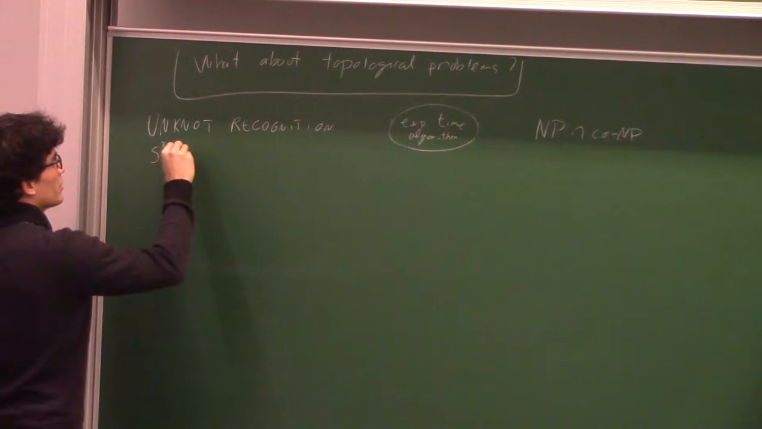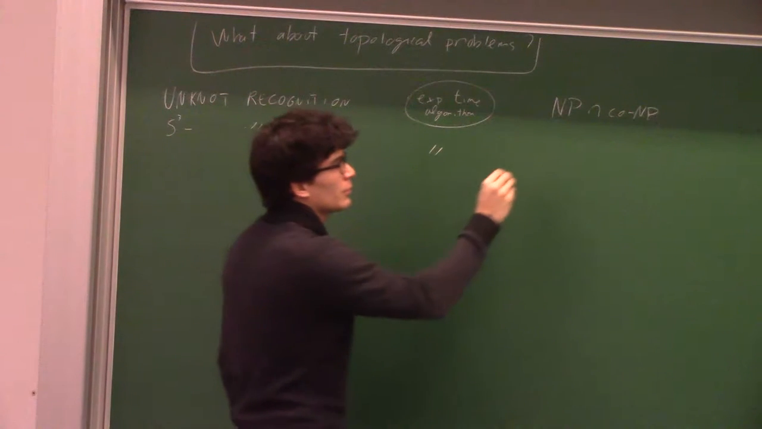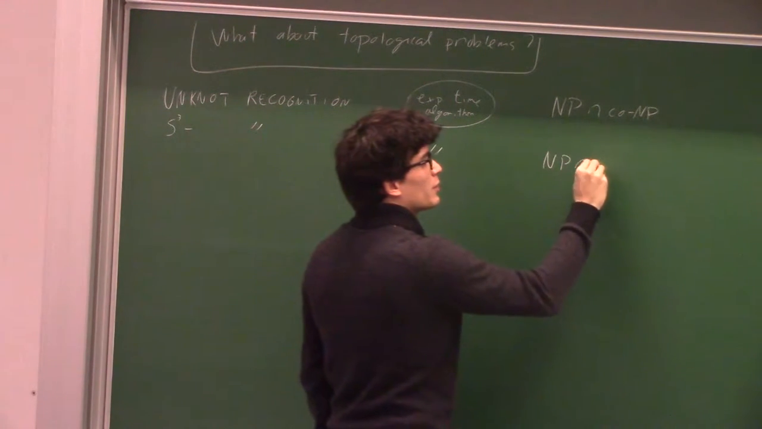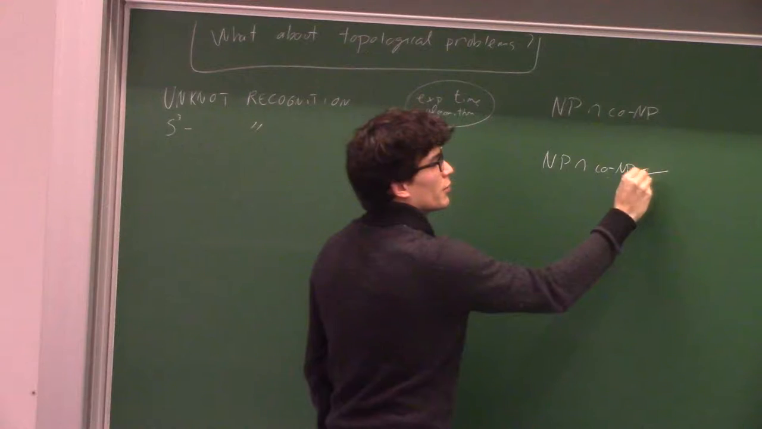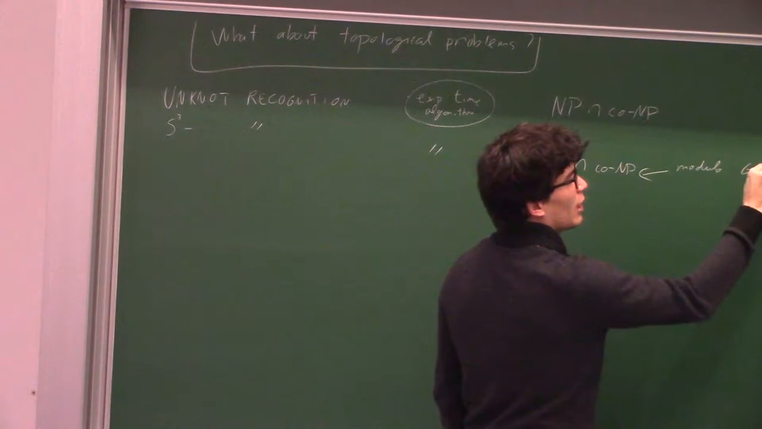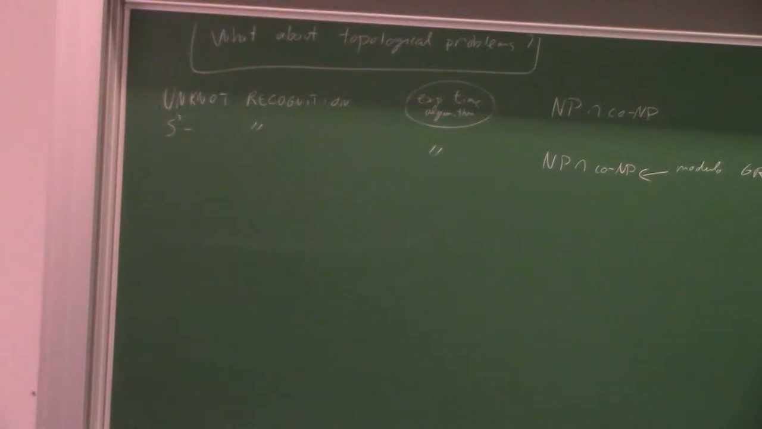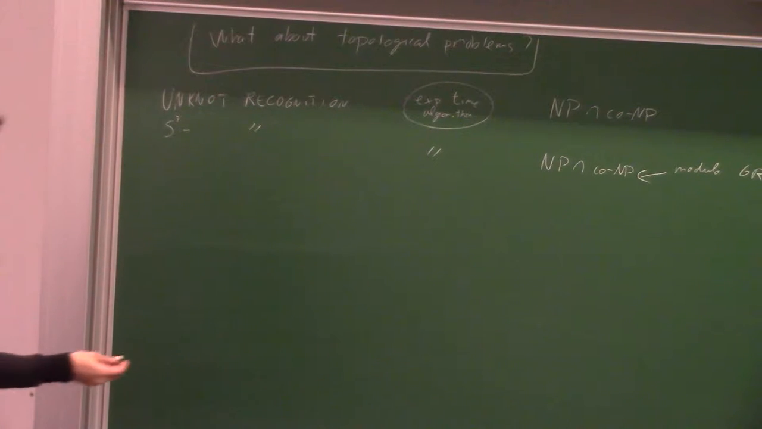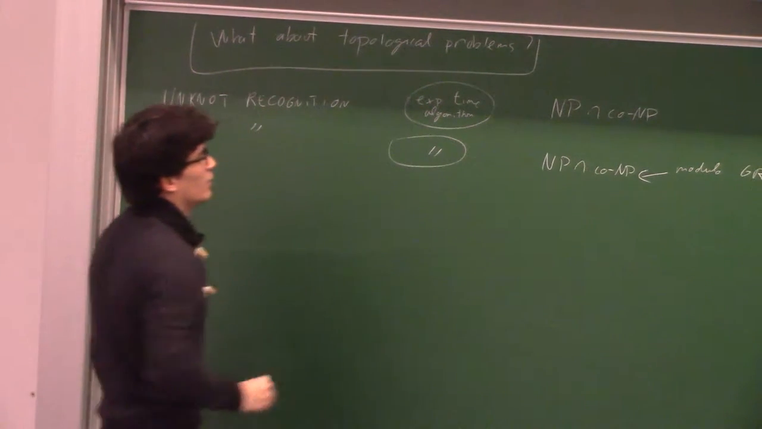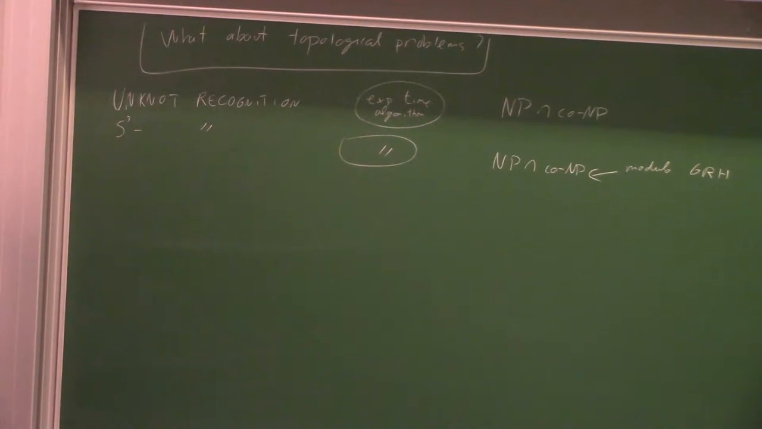But there's three-sphere recognition, and the situation is pretty much the same. There's an exponential time algorithm, and it's in NP and co-NP. Now the co-NP part is only modulo some, I don't know if it's a harder conjecture, or just another conjecture. So same thing, from the point of view of hardness, we are not going to say anything interesting.